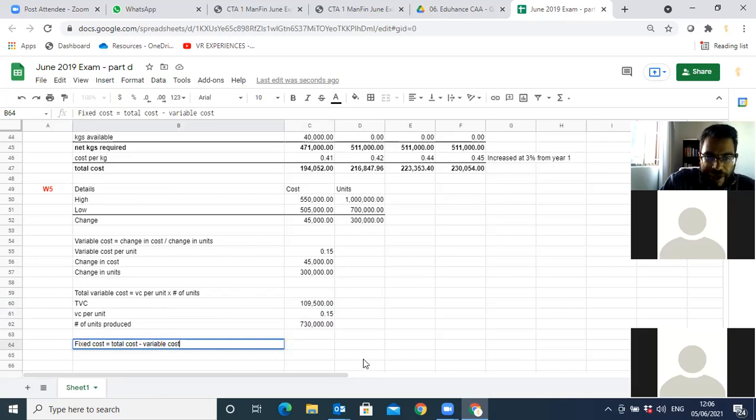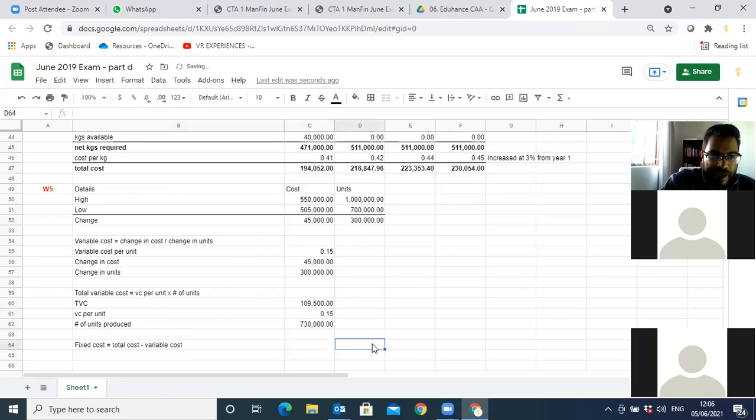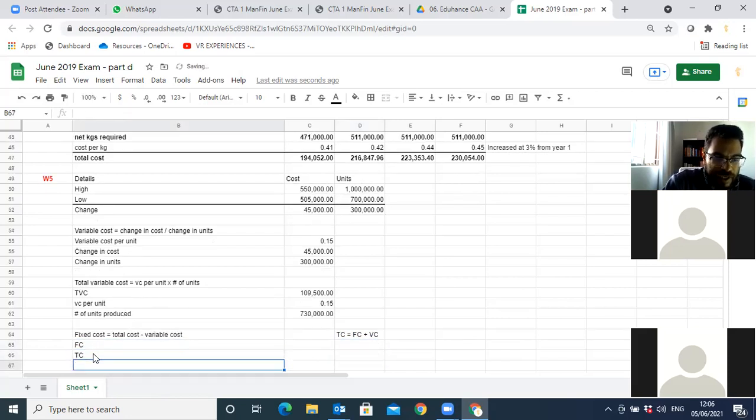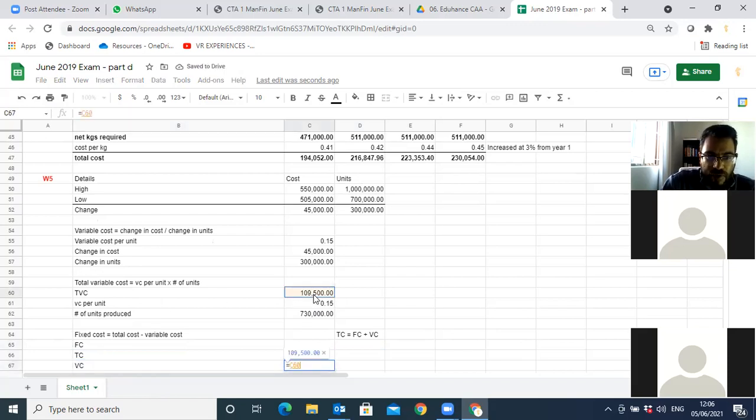Just so you know, from a management accounting point of view, total costs equals fixed costs plus variable costs. So if you rearrange the equation, you get fixed costs equals total costs minus variable costs. So to get fixed costs, we need total costs and we need variable costs. We already have variable costs. Variable cost is the 109.